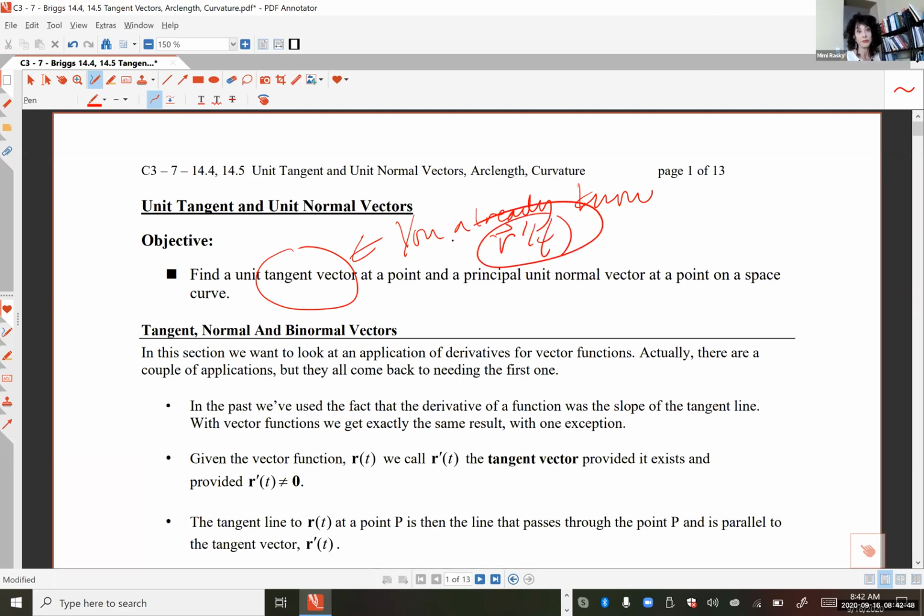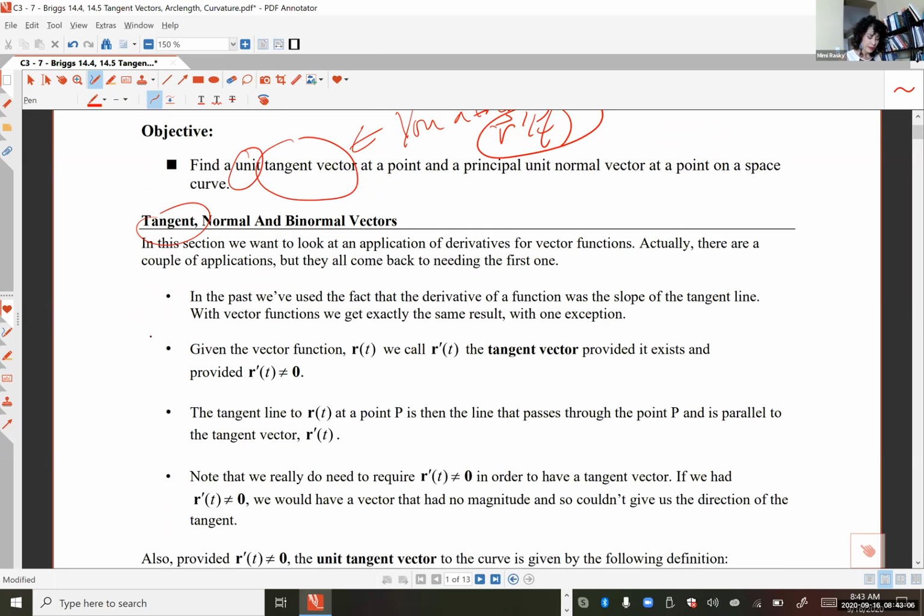If you don't know this by the midterm next Monday, you're going to be hurting because that's a key fact. Okay, so if you unitize it, which we haven't done yet, then you're going to get something known as a unit tangent vector. So we're going to be doing that. You already know that r prime is the tangent vector, provided it exists.